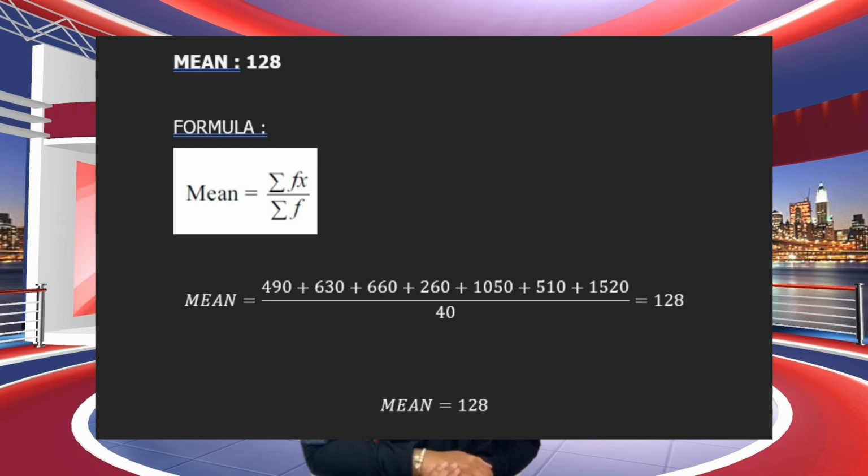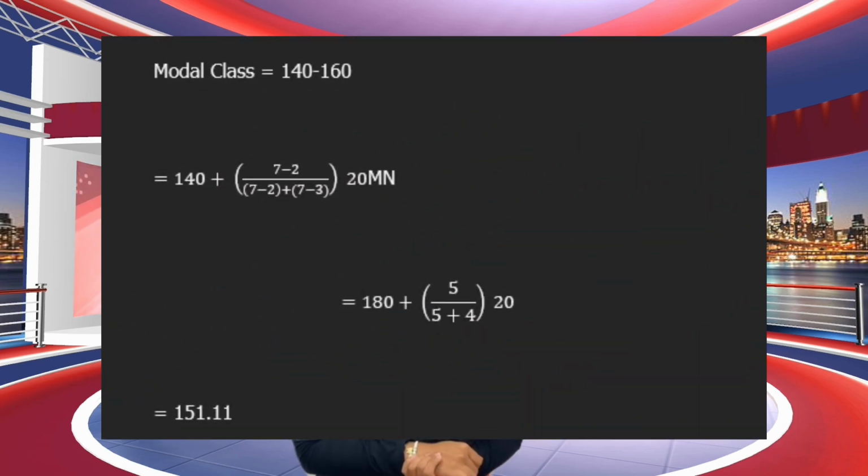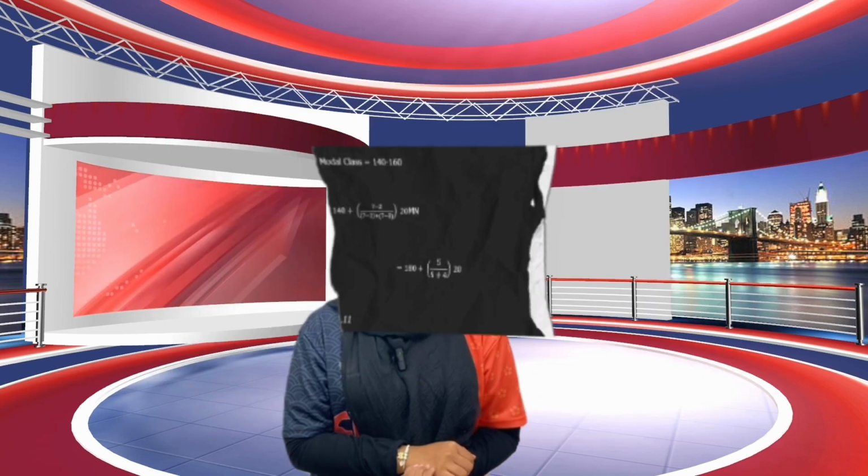Okay, now let's look at key statistical values. There is the mean at 128 ringgit, followed by the median at 120 ringgit, and lastly the mode at 155 ringgit and 11 sen. This reveals that the data is right skewed, meaning most students spend slightly below the average, with a few spending more in the miscellaneous category. Thank you.